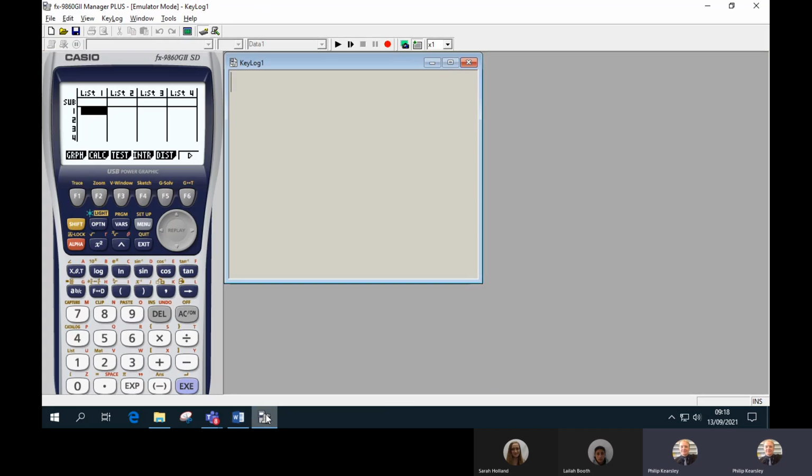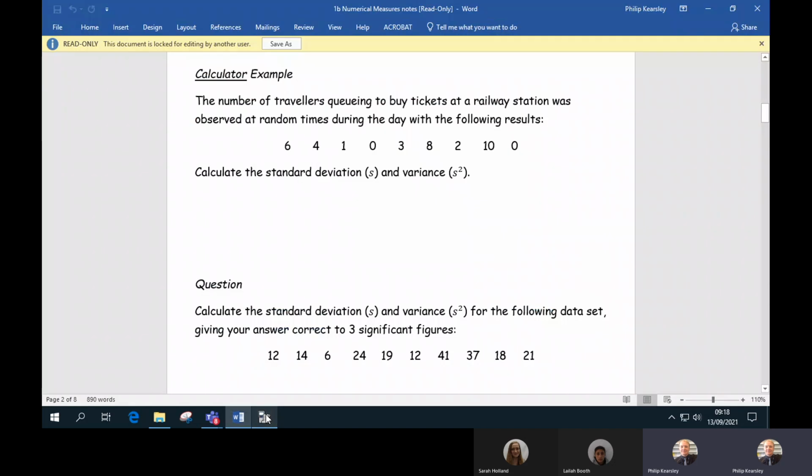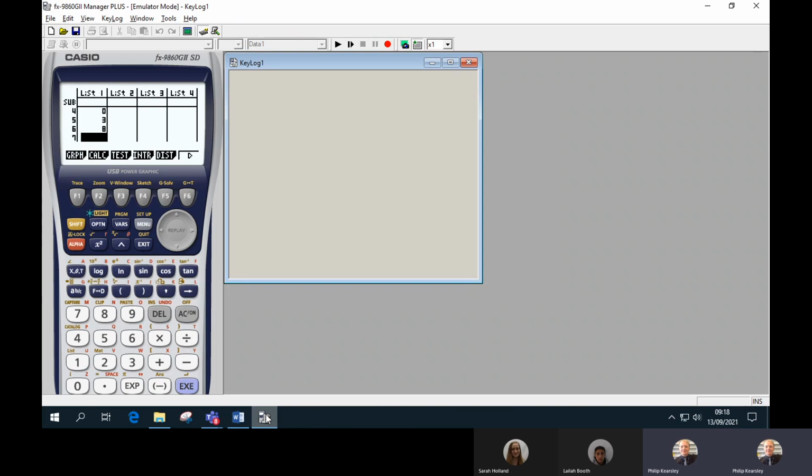So 6, 4, 1. 6, enter, 4, 1, 0. So you're literally just typing it into your calc. 3, 8, 2. Is it then 10 and 0?